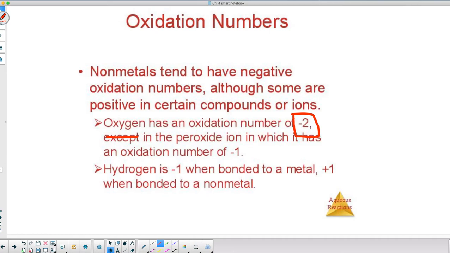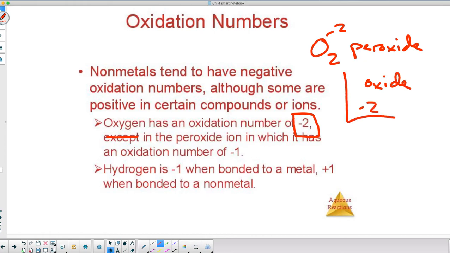Sometimes there's something called peroxide. You've heard of hydrogen peroxide before. In hydrogen peroxide, oxygen is a -1, with hydrogen having +1. That is peroxide. You will see that in the name for this to be the case. If you just see oxide though, we're talking about a -2 for oxygen. So that's the key to remember. Oxide is -2, always.